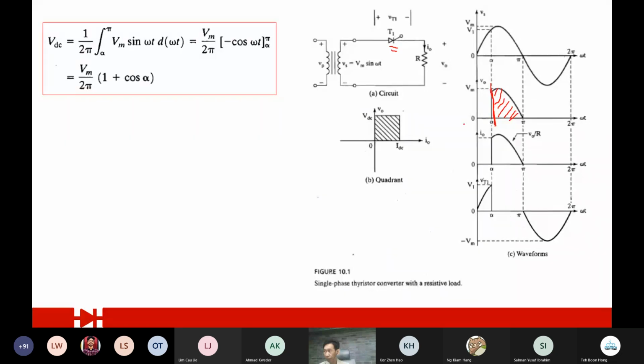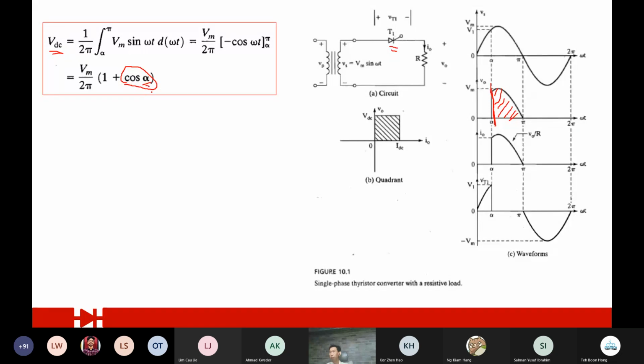So the VDC that is delivered to the load is governed by this equation, which will again include the cos alpha. Alpha is the firing angle. So it's Vm divided by 2 pi, and then multiply by 1 plus cos of your firing angle.